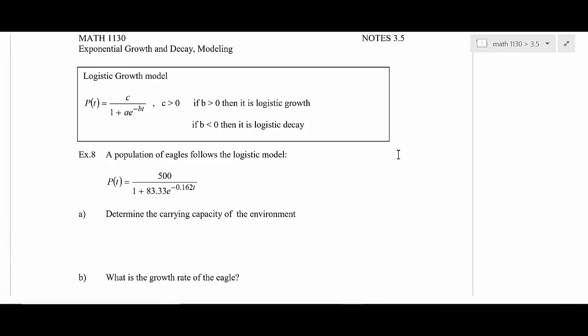Okay, so a logistic model follows this function, P of t equals c over 1 plus a e to the negative bt. And if b is greater than 0, that makes logistic growth, which is what I'm going to talk about mostly. Then you can also have logistic decay if that b is negative, okay? So what I'm going to do is just do one example that just kind of gives you a basic idea of what this is.